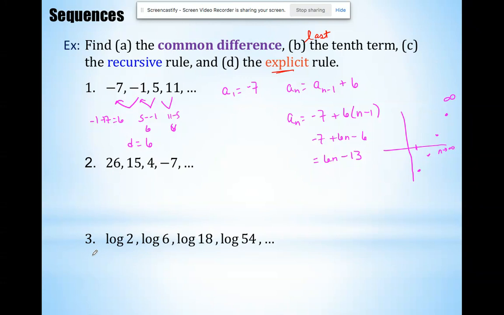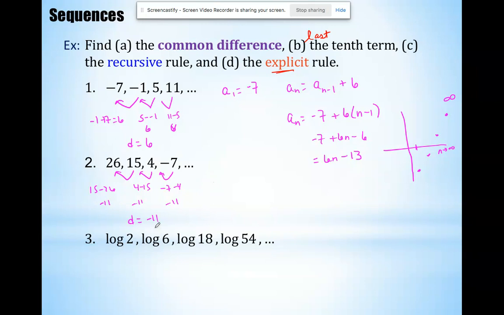I'm going to skip down to the third one. Well, let me just say that here, I'm not going to go all the way through this one. I'll let you do that. But notice what is true about your common difference: 15 minus 26, 4 minus 15, -7 minus 4. Your common difference is -11. So the limit of this sequence is going to go to -infinity.